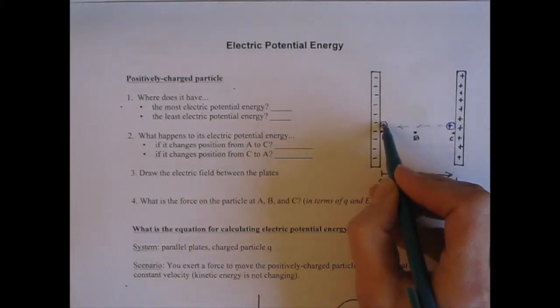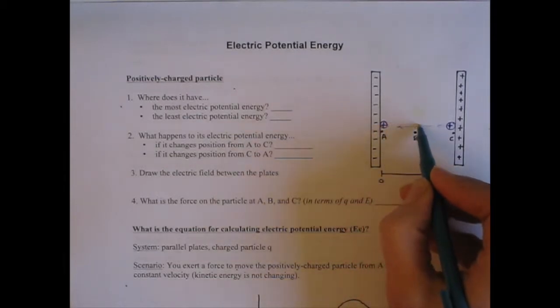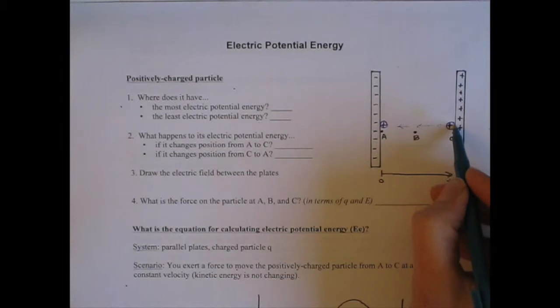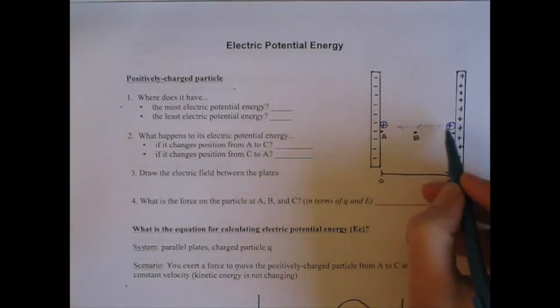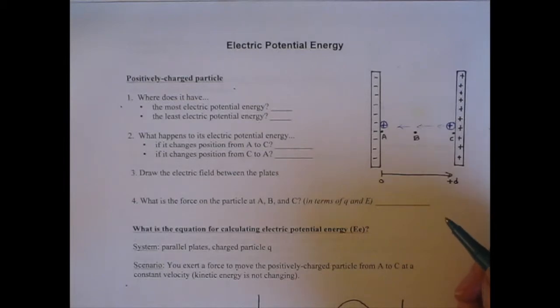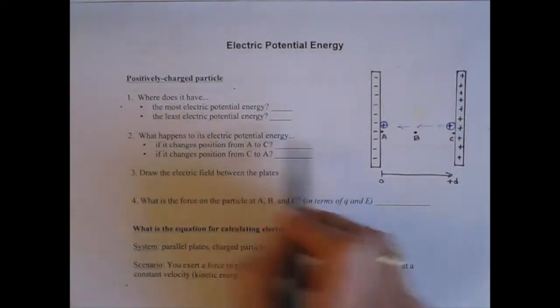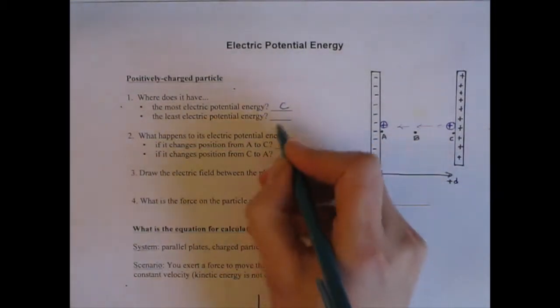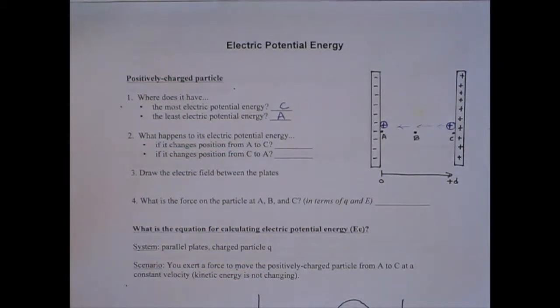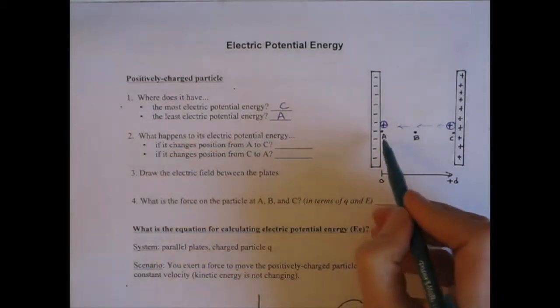And another way to see that is if you're to take this positive particle, you would have to exert a force over a distance to get it over here. That's just the same as if you want to lift a ball into the air. You have to exert a force to oppose the force of gravity to get it lifted up. So it's very similar here. You're doing work, and that work is transferring energy into the system and increasing the electric potential energy. So it would have the most electric potential energy at C, and it would have the least electric potential energy at A.